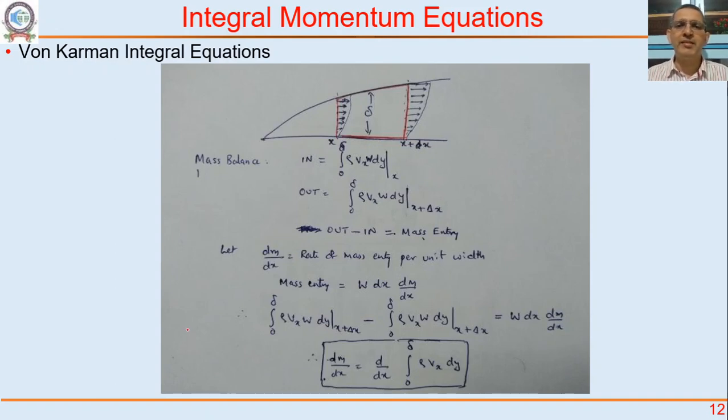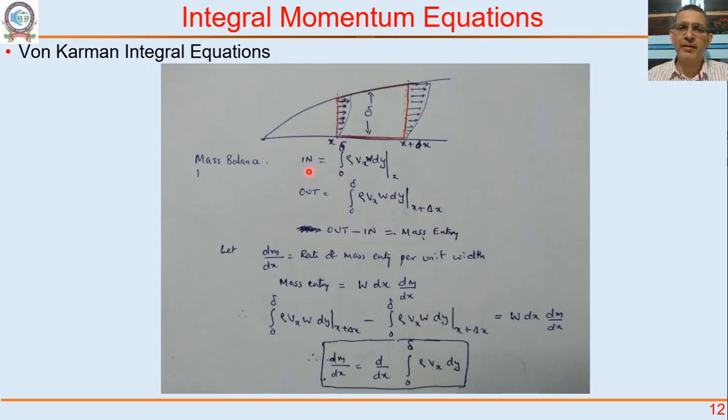Okay, so imagine this is our plate and this is our boundary layer. We are going to take this control volume shown by this red. If I write a mass balance on this control volume, what will we get? Mass in, mass out. Let's calculate that first.